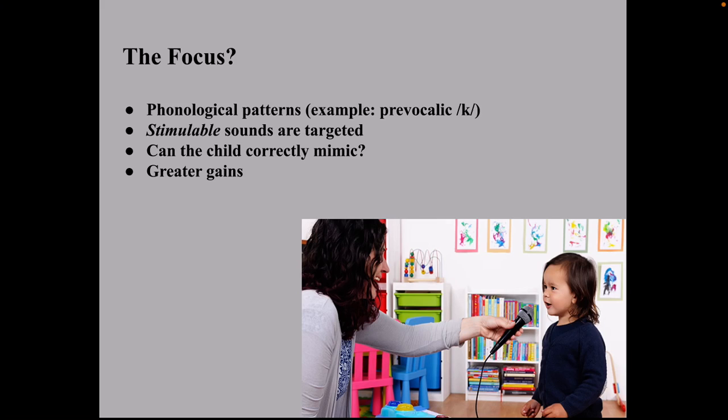Stimulable sounds are targeted. What does that mean? It means that in the cycles approach, we would target sounds which the child can correctly mimic. Why? Because a child is more likely to have greater gains with this foundation of mimicability, aka stimulability. And that's exactly what we want to do, is for them to have maximum gains before that school age.